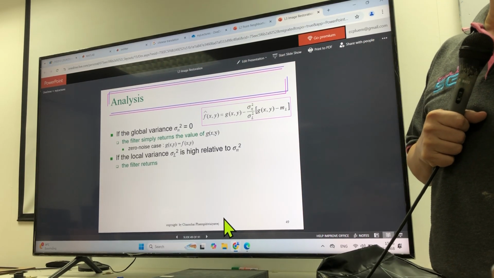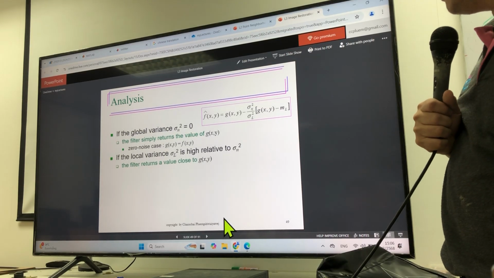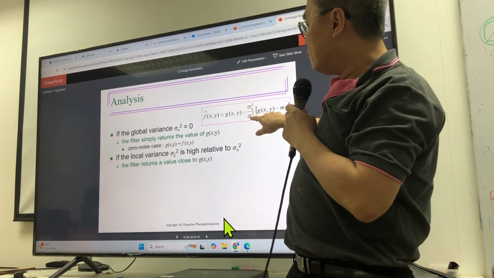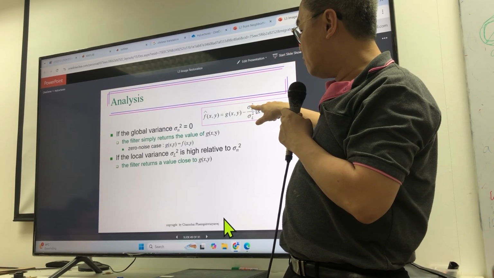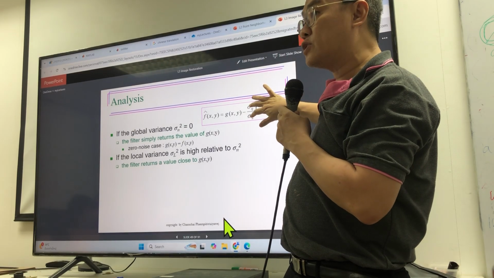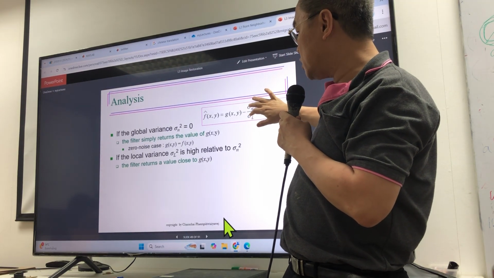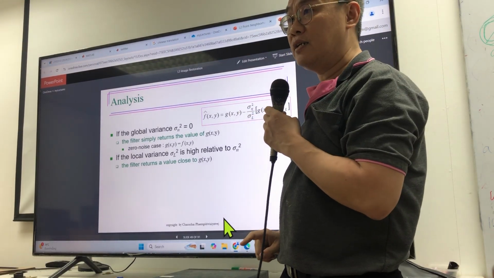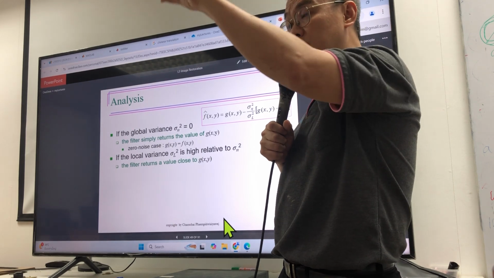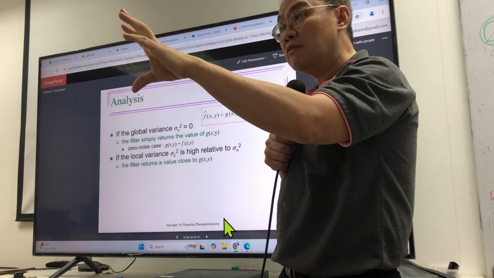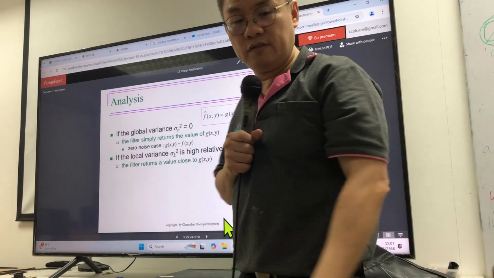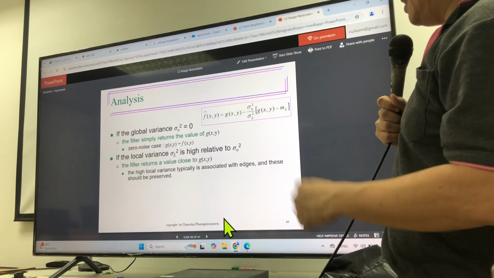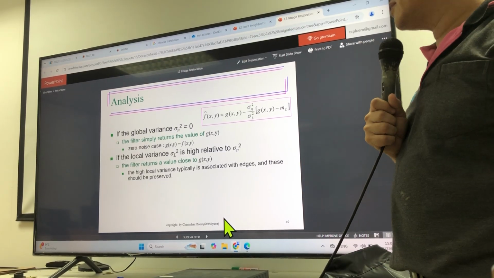The filter will return the value of G. If the local variance is a lot higher than the global variance, this term is very small. So you have G minus something very small, which is approximately G. That means within that window you return the same thing. That means you return the edge.